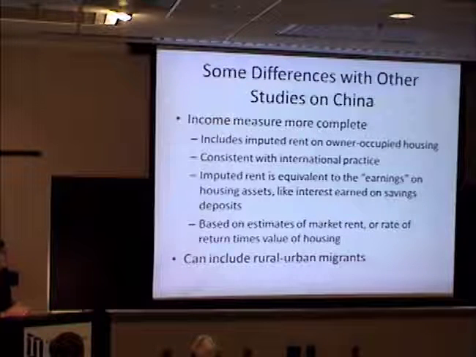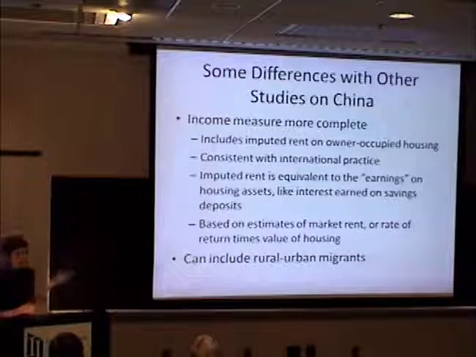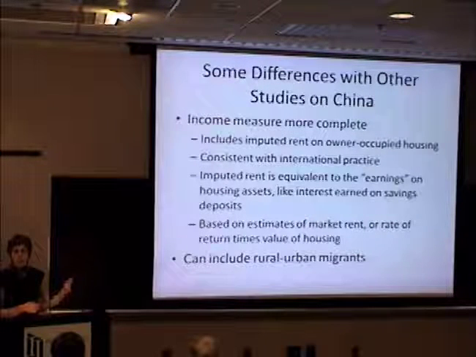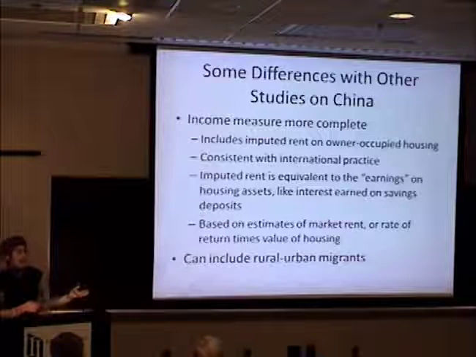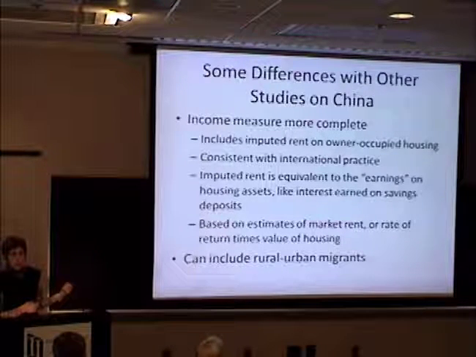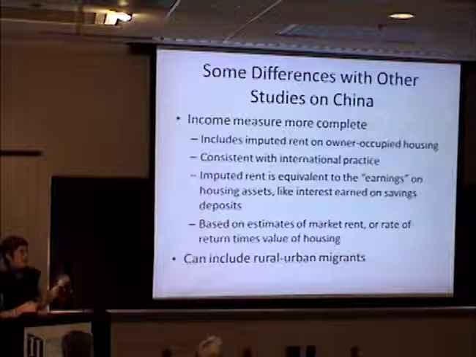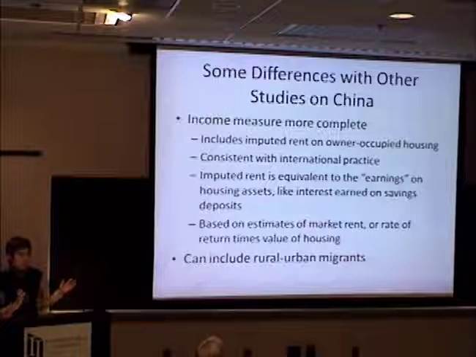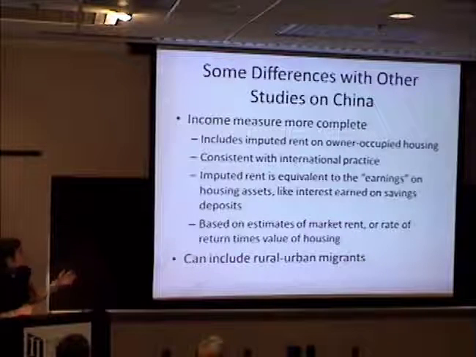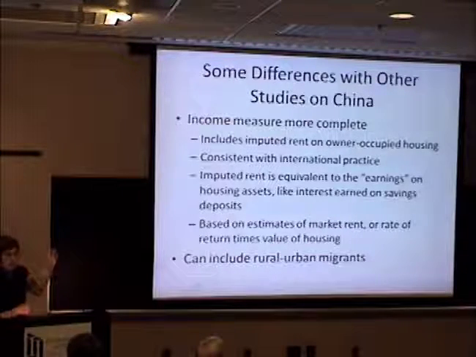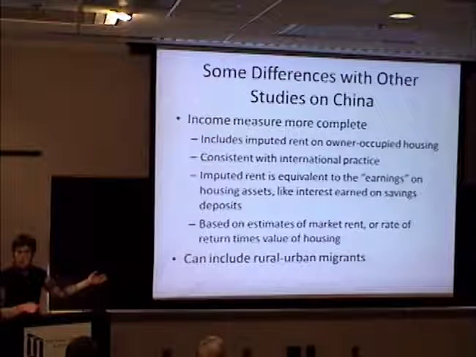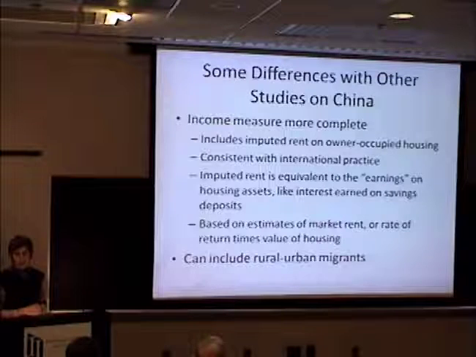So because we have this independent survey, we can collect information on the value of housing and estimated rents, and that allows us, in a way consistent with other studies, to impute the returns on housing. Imputed rents is what this is called. Another difference between the CHIP studies and some other studies is that there are data in recent years for migrants, rural-urban migrants, and so they can be included in the analysis.